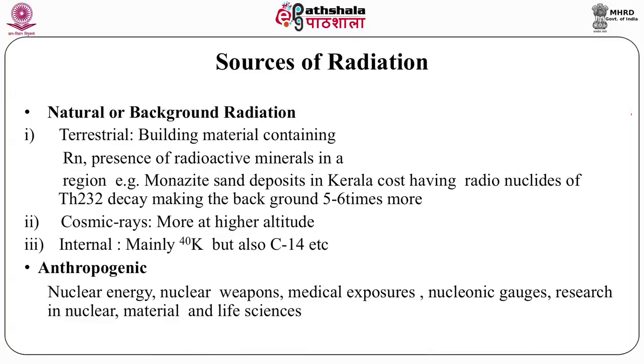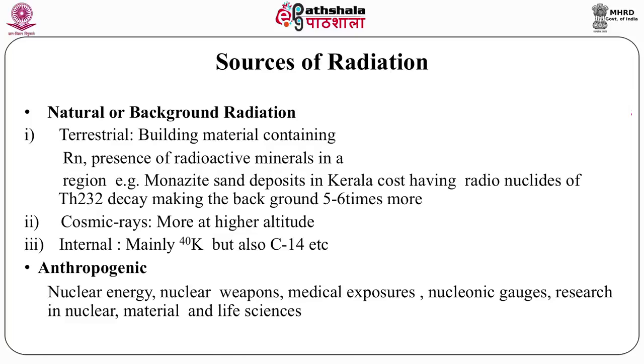It comes from building material containing radon, and the presence of radioactive minerals in a region. For example, monazite sand deposits on the Kerala coast have radionuclides of the thorium-232 decay series, making the background 5 to 6 times more. So the Kerala coast has natural background radiation 5 to 6 times that in the rest of India or many parts of the world.